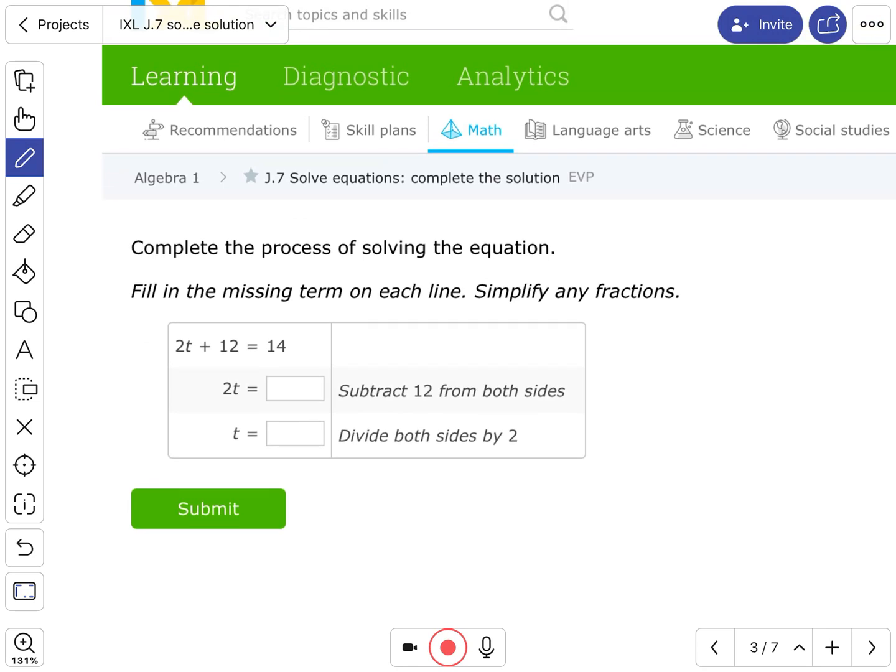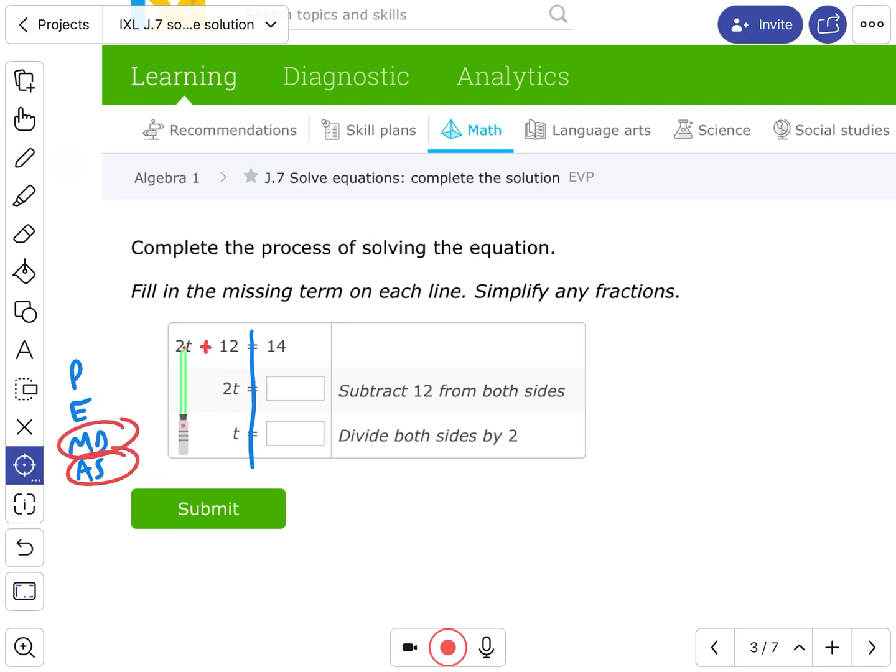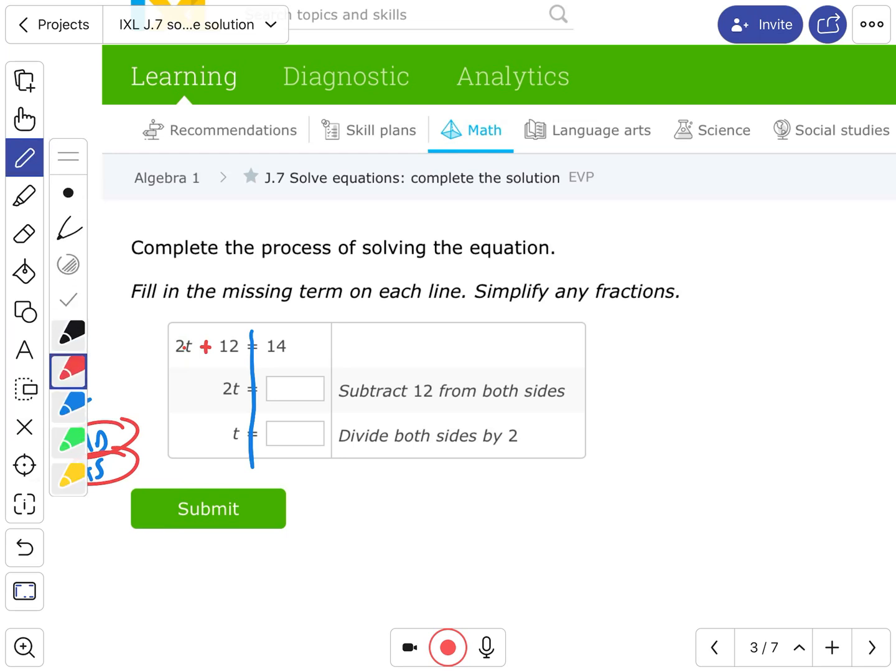Okay, so this one is one of the more common ones you're going to see, so I like this one. Again, PEMDAS, if we focus on the order of operations and we do it in the reverse order, we'll get the answer. So here you have 2 times t and then plus 12. So you have the addition, which is plus 12, and the multiplication, which is times 2. And so we're going to do it in the reverse order, which is from the bottom up. So that's why we're going to subtract 12 from both sides, because it was adding by 12.